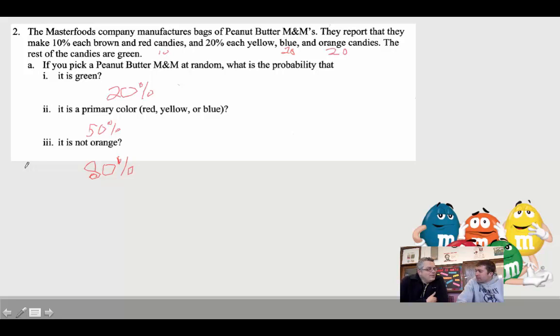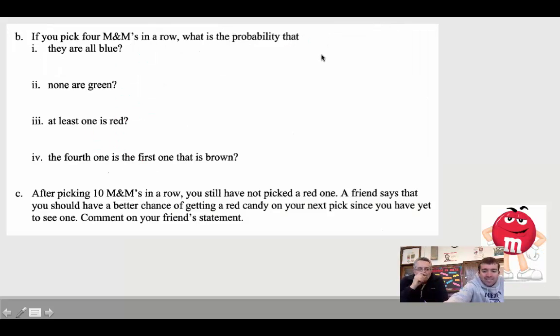And what rule did you use without even realizing it? I don't even remember. How'd you get the 80%? I just said that anything was not orange, so I subtracted 100 by 20. So that would be the complement rule. Excellent. See? Whether you know it or not, you're using the rules. I know.